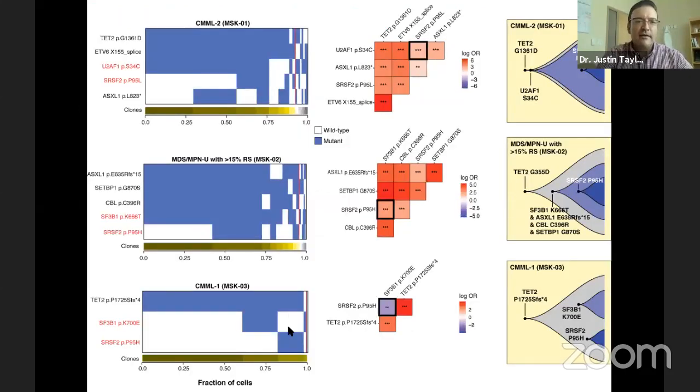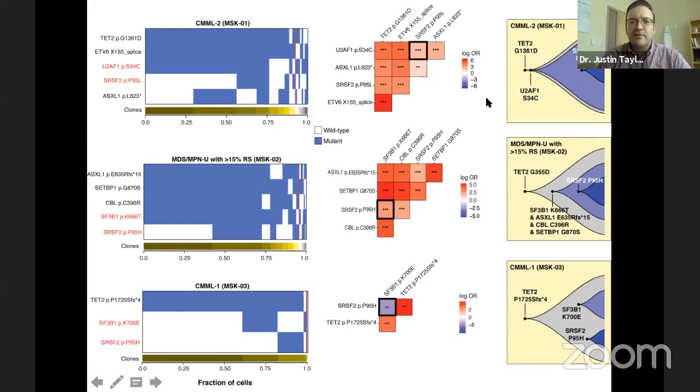Now here we're adding in, so these are the same samples, but adding in the other mutations that are not splicing factor mutations, such as TET2, DNMT3A, ASXL1, a lot of other very common mutations seen in myeloid malignancies.